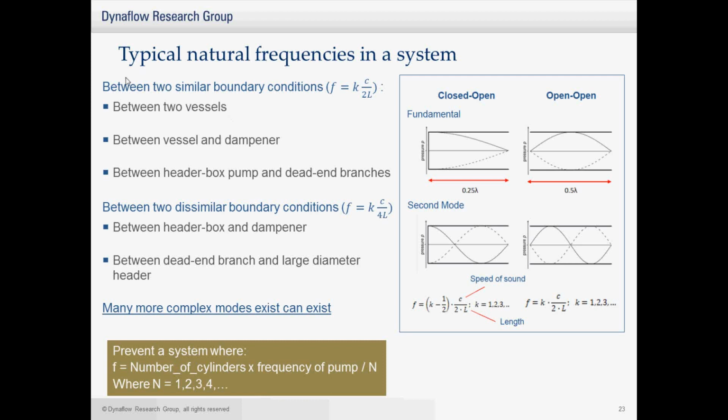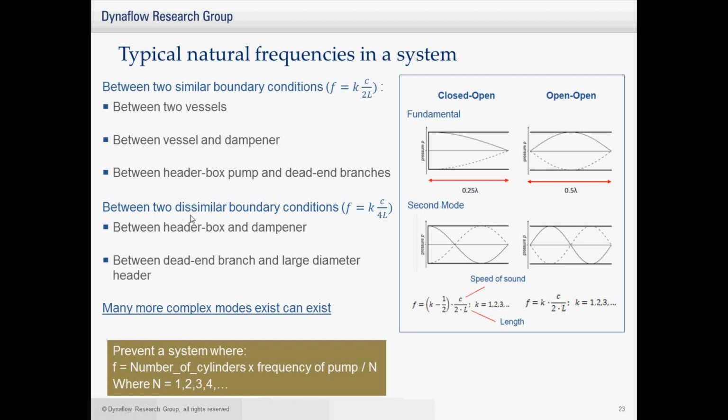So examples for between two similar boundary conditions, which is an open-open. Here's the formula again for what kind of frequency corresponds to that. Between two vessels, which are both constant pressure, between the vessel and the dampener, which can also be considered as between two fixed pressure conditions. And then you also have between a header box pump and a dead end branch. And these are both fixed flows of 0.